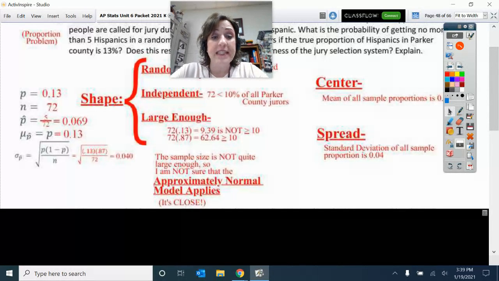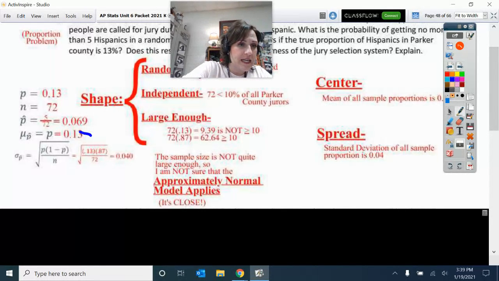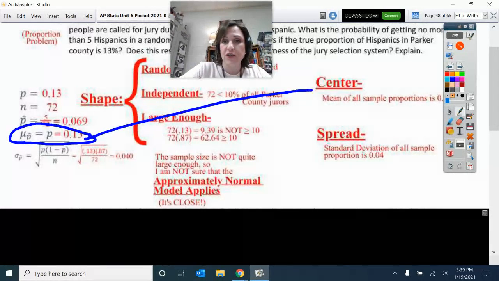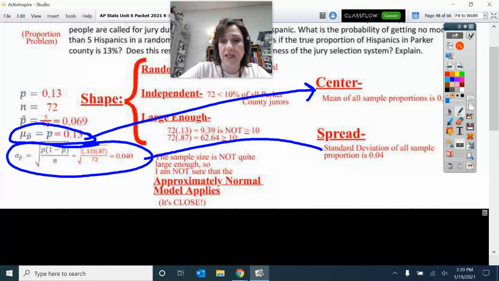I'm concerned that the sample size is not quite large enough. So I'm not sure that the approximately normal model applies, but it is close. Okay? So see, it's okay. You would then continue the problem. You pretty much don't ever stop unless it leads you down that path. Here, it's close, so I'm acknowledging that I'm concerned, but then I'm going to continue. Okay, the center, the mean of the p hats is 0.13, and the standard deviation of the p hats is computed this way and is 0.04.